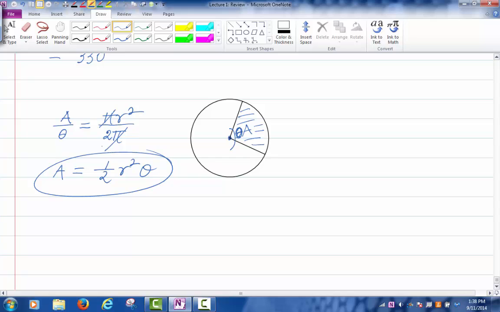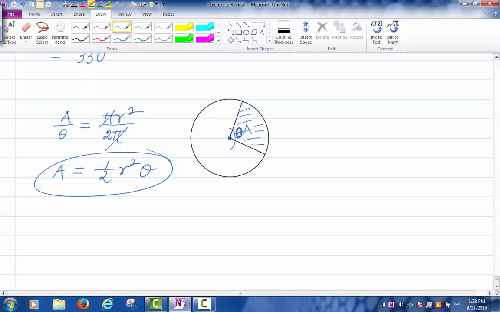The area of a sector of a circle of radius r is equal to half of r squared times the angle subtended by the sector. Is everybody okay with that? Okay, so that's just a fact that we are going to use later.